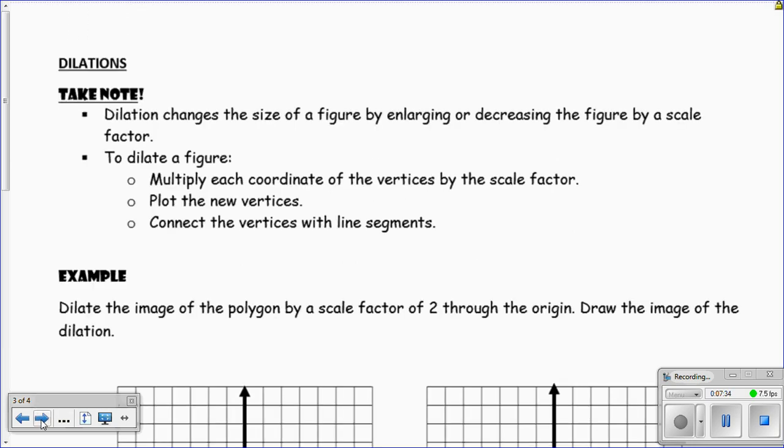Alright, the second part of our notes is dilations. A dilation changes the size of a figure by either enlarging it or decreasing it, but it's like a scale model of it. So if we enlarge it, it's going to be the same shape, just with different lengths. But we use a scale factor. So this goes back to similar figures. To do this, we just multiply each coordinate of the vertices by the scale factor. So we basically just find the corners and then multiply the X and Y by whatever the scale factor is. Plot the new vertices and connect them just like we do.